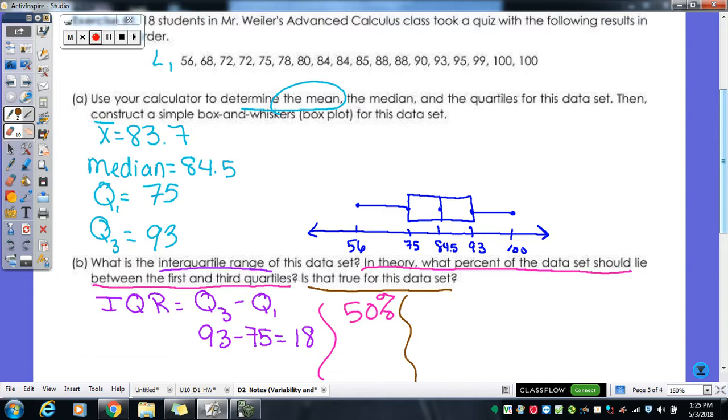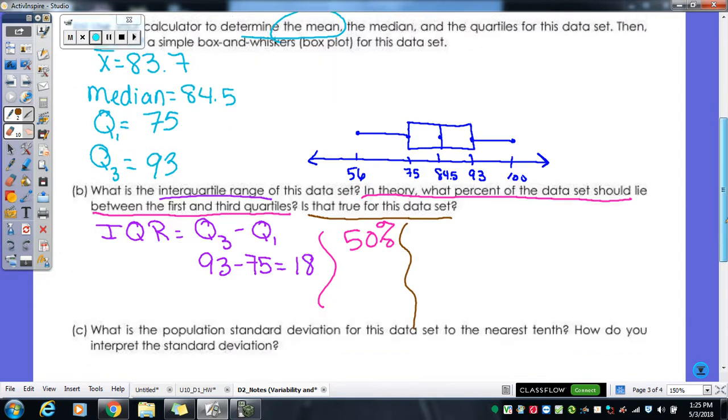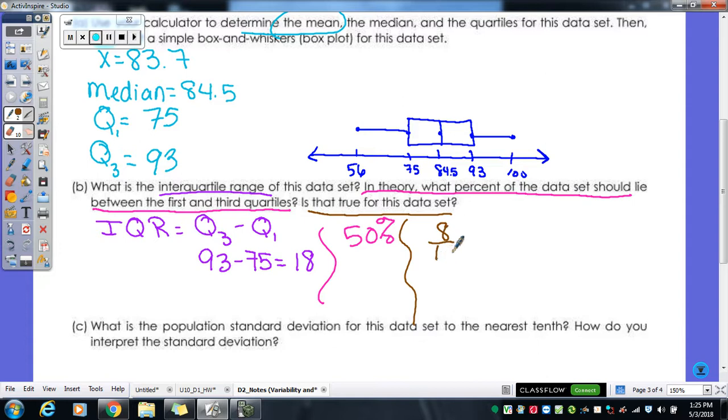So if we look up here at our list, we're looking for the numbers that fall between 75 and 93. How many numbers fall between 75 and 93? You can't count 75 or 93? Nope. 1, 2, 3, 4, 5, 6, 7, 8. 8 out of the 18 scores is roughly, what, 44%?